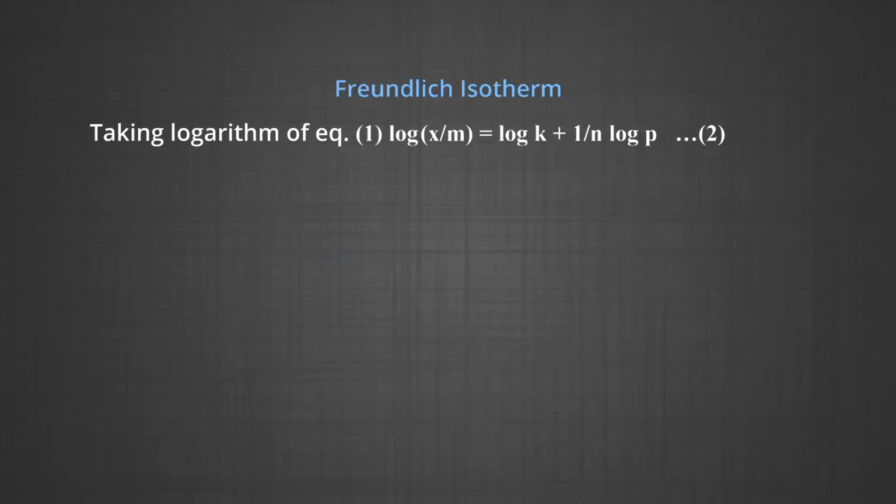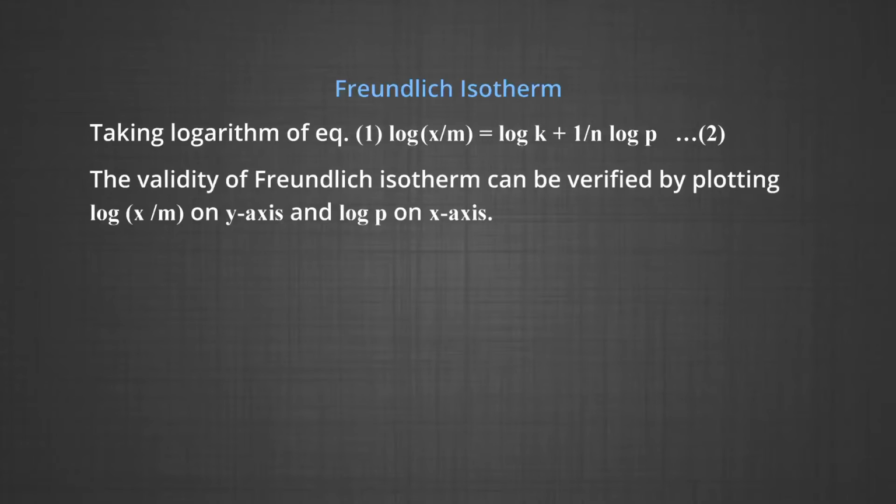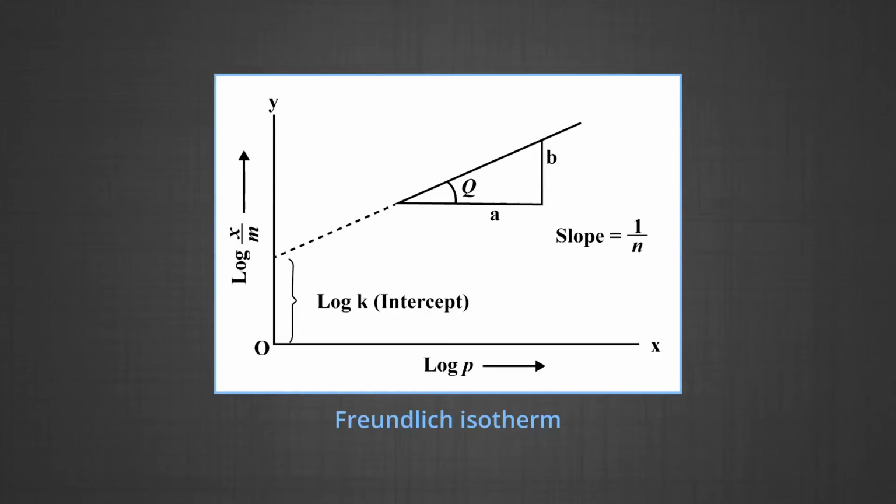Taking the logarithm of equation 1, we get log x/m = log k + (1/n) log p. The validity of Freundlich isotherm can be verified by plotting log x/m on the y axis and log p on the x axis. As you can see from the figure, if it comes to be a straight line, the Freundlich isotherm is valid, otherwise it is not. The slope of the straight line gives the value of 1/n, and the intercept on the y axis gives the value of log k.